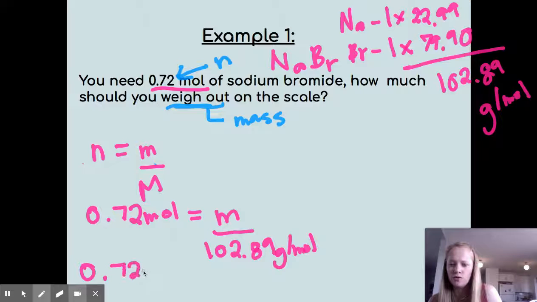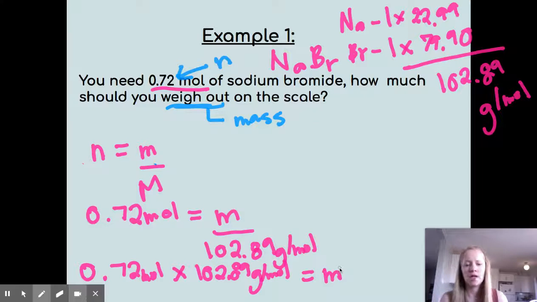0.72 moles by 102.89 grams per mole, and that's going to be equal to my m. Okay. Now if I type that in my calculator, that's all I have left to do. 0.72 times 102.89, I should get 74.